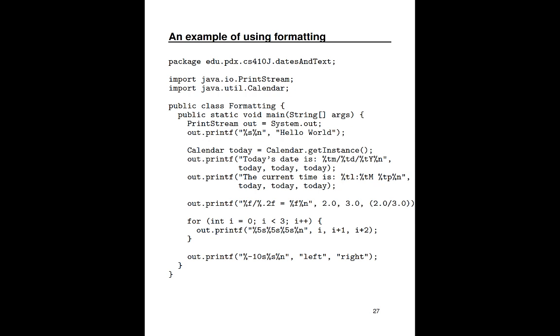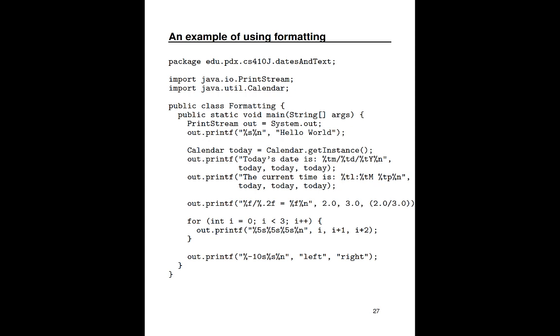Here's an example of using format strings. We leverage the printf method of the PrintStream that represents standard output to format various pieces of information, in particular the current date and time. So if we call printf and provide the format string %s %n and then the parameter hello world, that'll print out hello world followed by a new line, because the object hello world is formatted using the %s format.